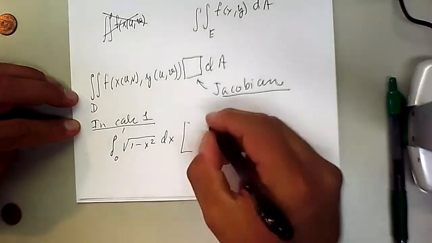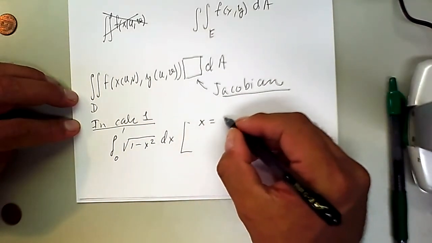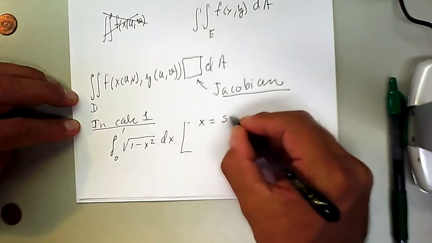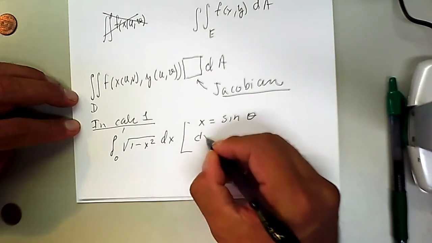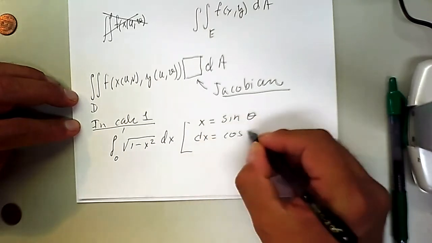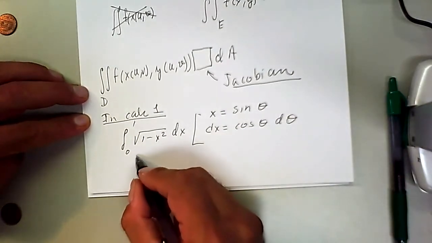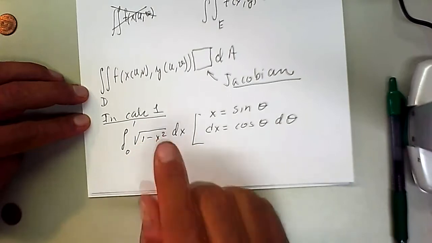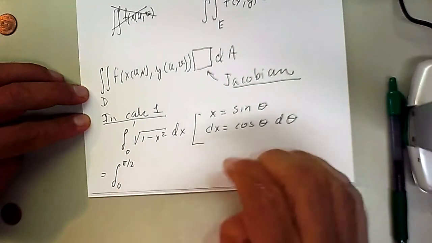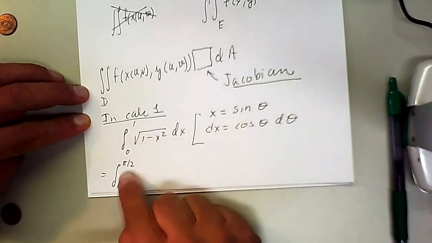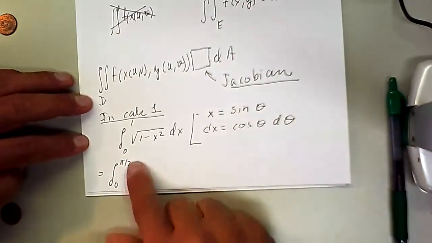We said, okay, x has to be, in order for this to work, the sine of theta. And dx consequently will be the cosine of theta d theta. So we end up changing this around. This is equal to the integral from 0 to pi over 2, because that's what gets a 1 up here. So we did change that. That's equivalent to changing this into that. We have to make an adjustment.